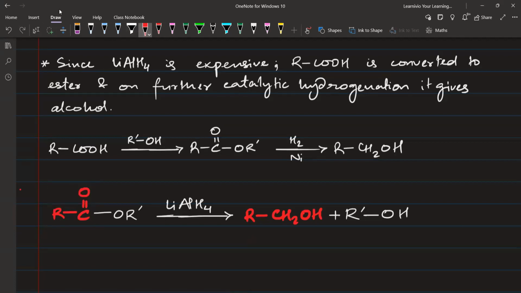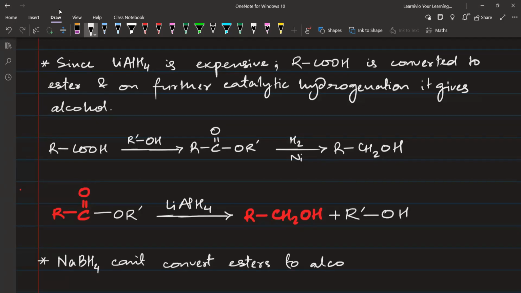RC double bond O से आ रहा है, and this other white part is coming from this R dash 2. ठीक है? One more point you will write is that sodium borohydride can't convert esters to alcohol.